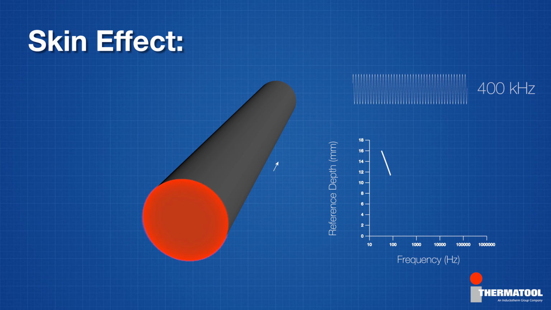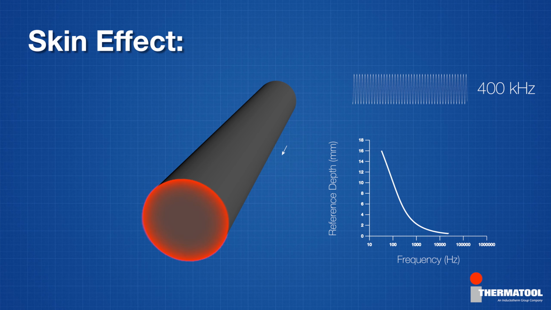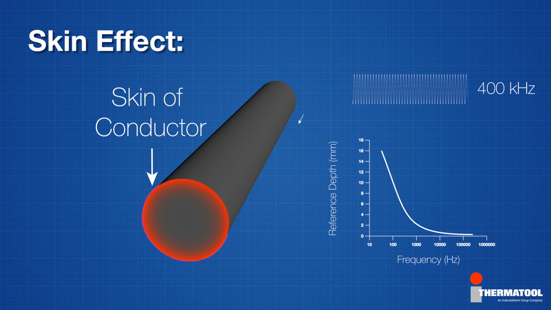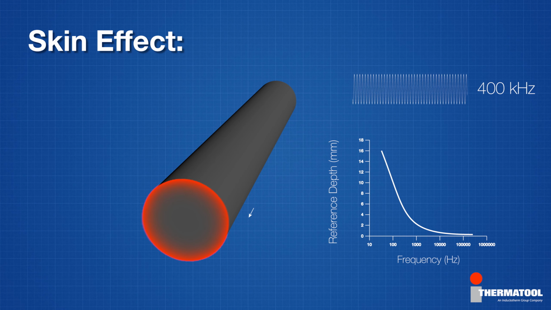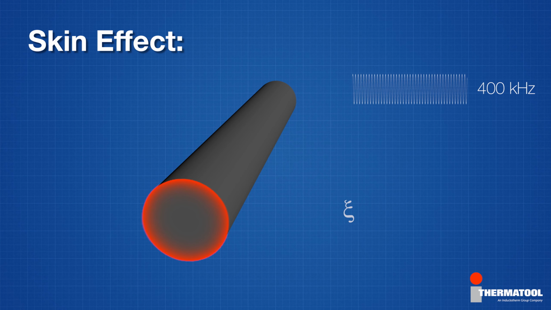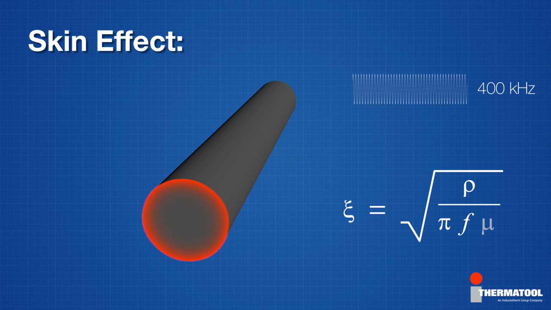However, as the frequency of the alternating current increases, the current shifts to the outside edges of the conductor. At very high frequencies, the current only travels along the skin of the conductor. As the electrical reference depth decreases with increasing frequency, we can observe the skin effect phenomenon. Mathematically, the electrical reference depth can be written as Xi equal to the square root of the electrical resistivity of the conductor, ρ, over pi times the alternating current frequency, F, times the magnetic permeability of the conductor, mu.